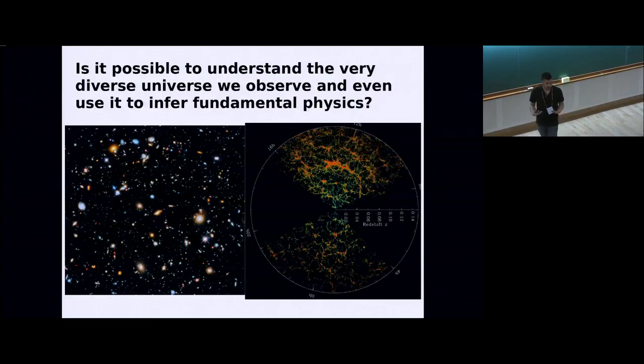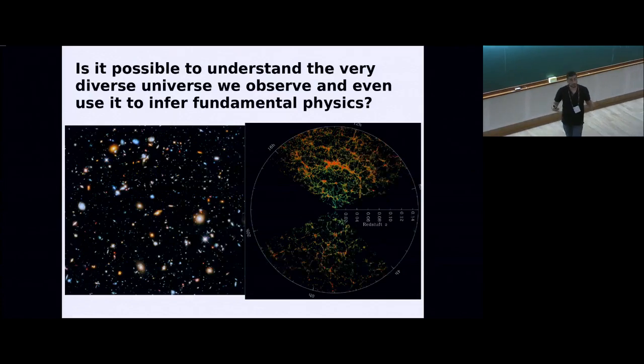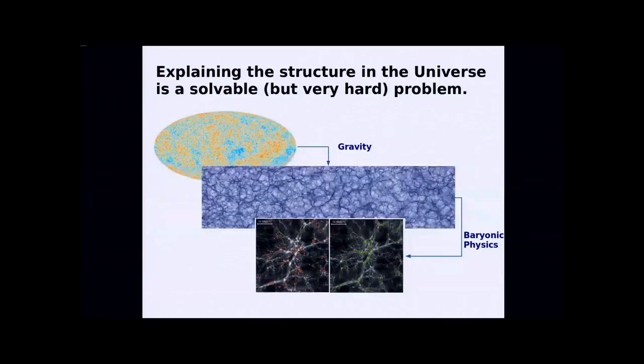So the basic question we want to answer is, can we explain this diversity in the universe? Can we use the laws of physics to understand why the universe is like that and not different? And if so, can we use that to understand fundamental physics, the main ingredients of the universe, the laws of physics, how the universe came about and what its fate is? So this is in principle a solvable problem.